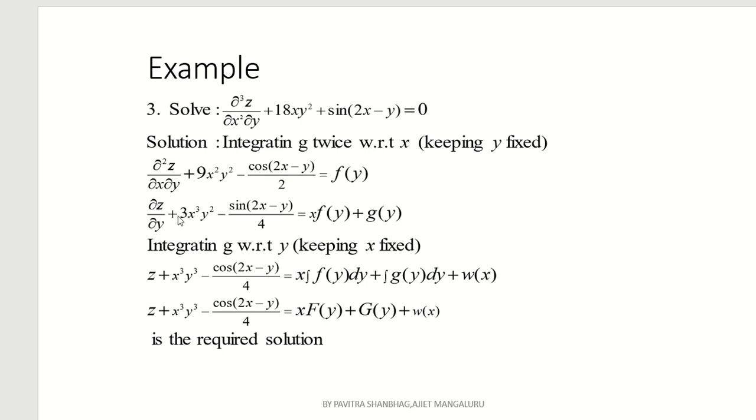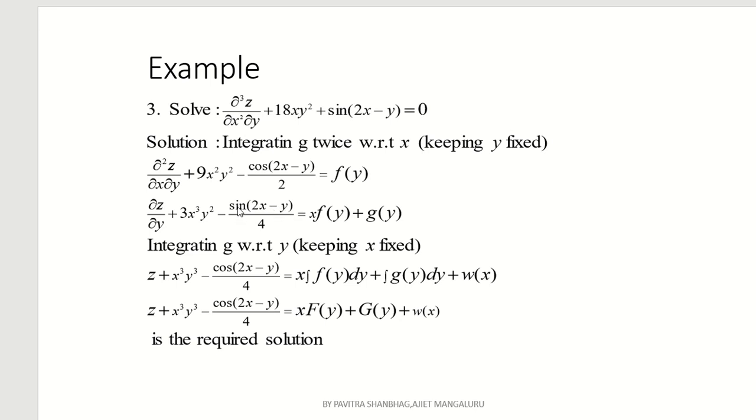Now here plus 3x cube constant, right, as it is 3x cube. Integration of y square with respect to y is y cube by 3. So 3 gets cancelled, remaining term x cube y cube. Next, integration of sine of function is cos of function, right? Here with respect to y is given, so what will we get? Cos of (2x minus y) divided by 4 into 1 more minus, because with respect to y means minus 1.